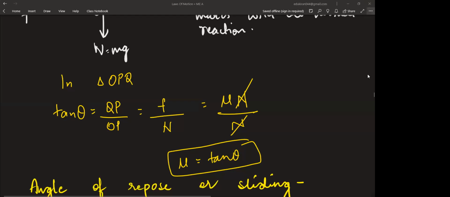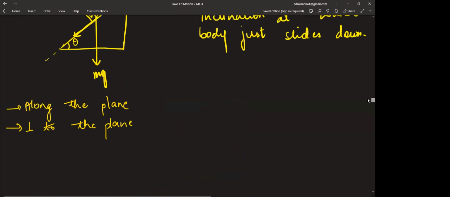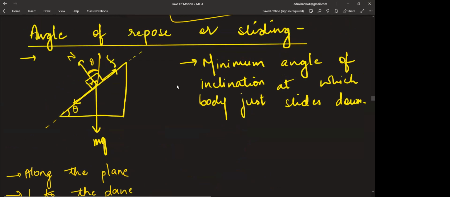Now, what is angle of repose? When the body just begins to move, when the body is just sliding down and it just begins to move, that minimum angle which is formed is called the angle of repose or angle of sliding. So what is angle of repose or sliding? It is the minimum angle of inclination at which a body just slides down.